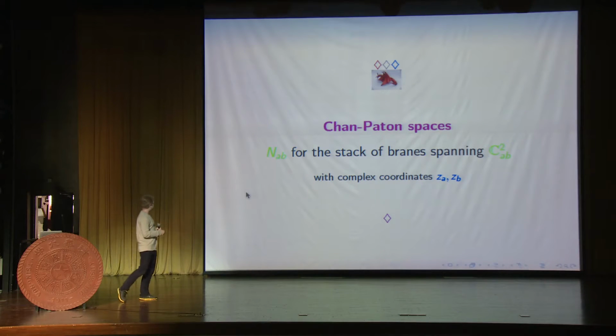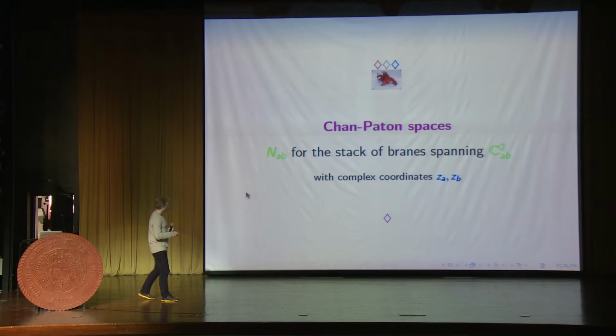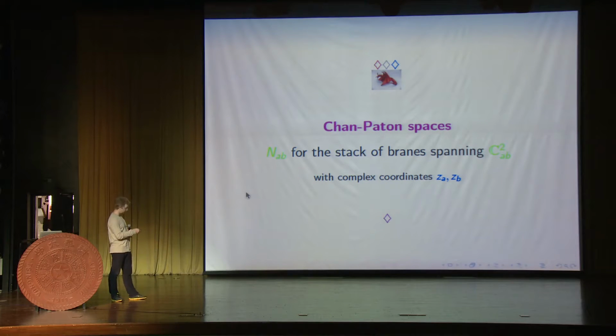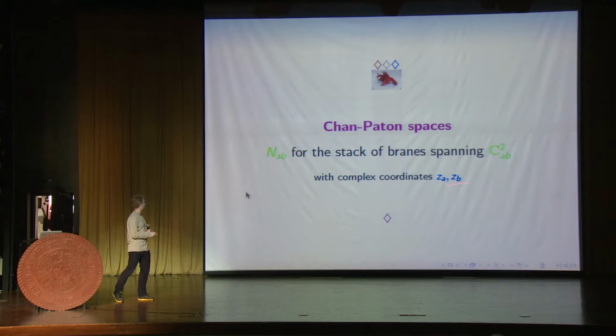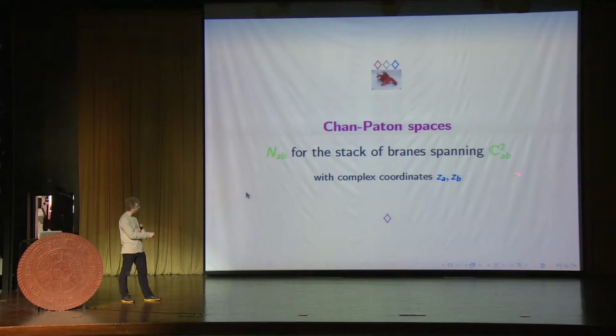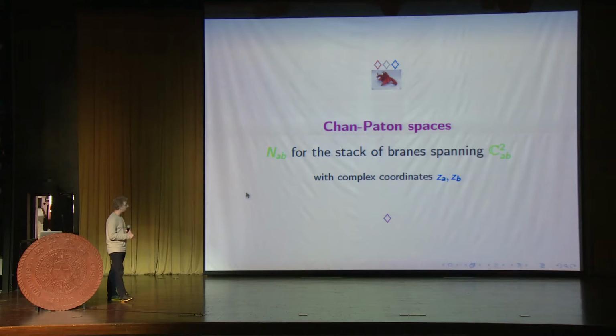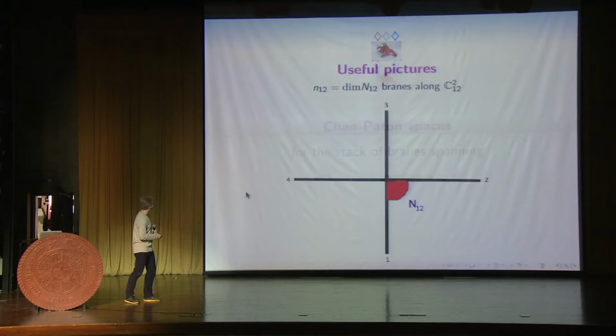So we just should remember that for each stack of branes spanning its own 4-dimensional or 6-dimensional space, there is a Chan-Paton space, which I will call N_AB. And so A and B are a pair of indices, each chosen from 1 to 4. And so each C2_AB will span some gauge theory locally, some U(N_AB) gauge theory, but these theories will talk to each other via defects which they share.